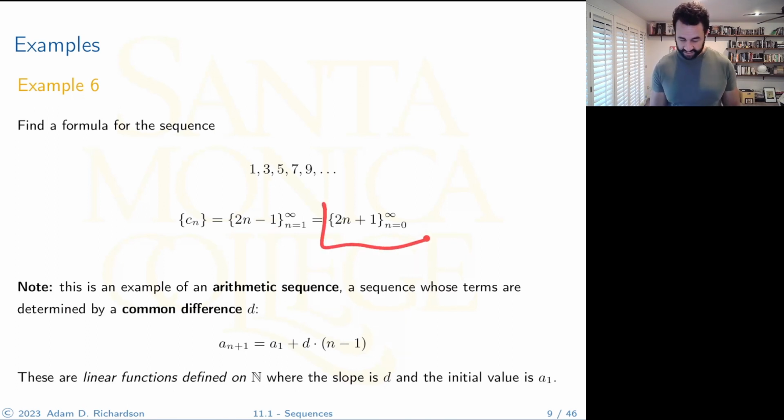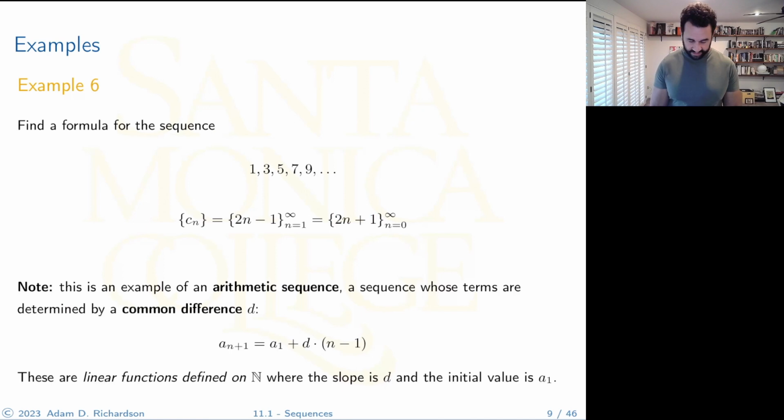You can express this equivalently using this structure, 2n plus 1, but now n starts at 0. So when I plug in 0, I get 0 plus 1, which is 1, check. When I plug in 1, I get 2 plus 1, which is 3, check, and so on.